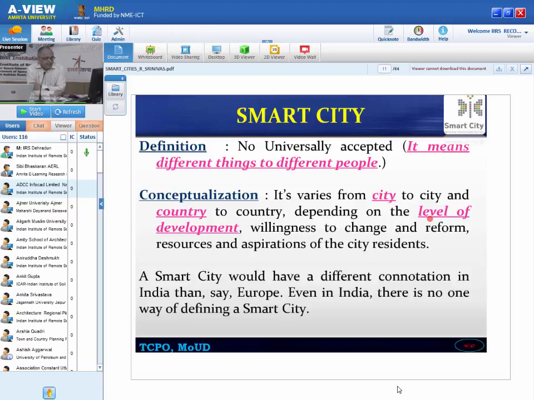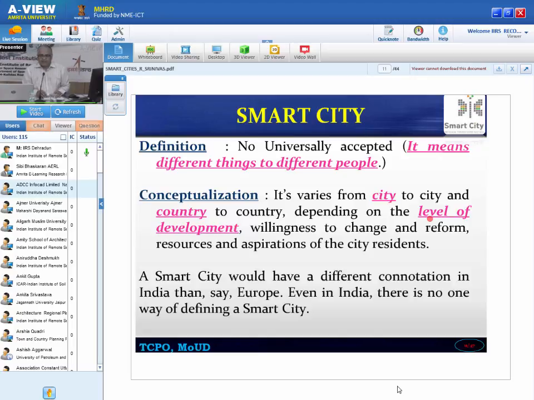With regard to conceptualization, again, it varies from city to city and country to country, depending on the level of development, willingness to change and reform, and what kind of reform the city should undertake. Resources are always important. Will a smart city depend on government sources, or will it be smart enough to generate its own resources through various resource mobilization options? And of course, the aspirations of city residents.